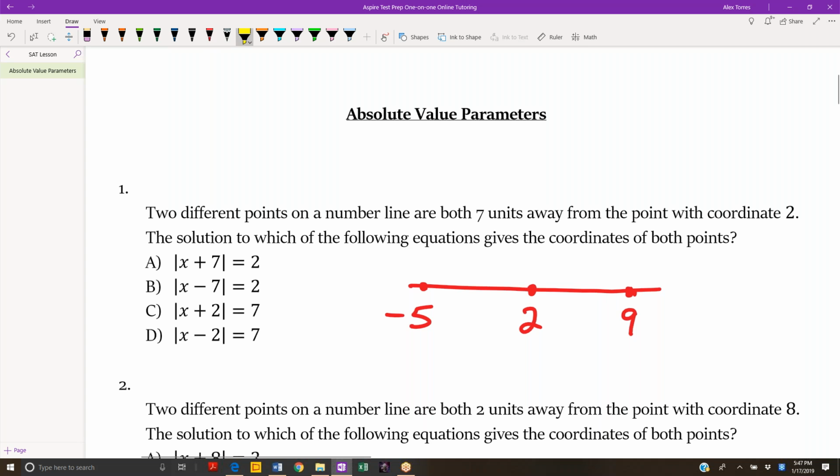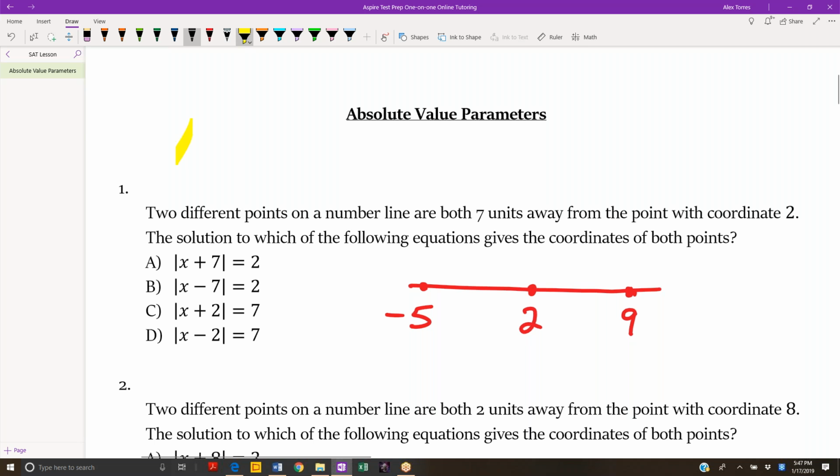So if we wanted this yellow region, that would be a distance that's less than 7 away, or maybe less than or equal to. But in this situation, we're talking about the two numbers that are exactly 7 away, -5 and 9, right?